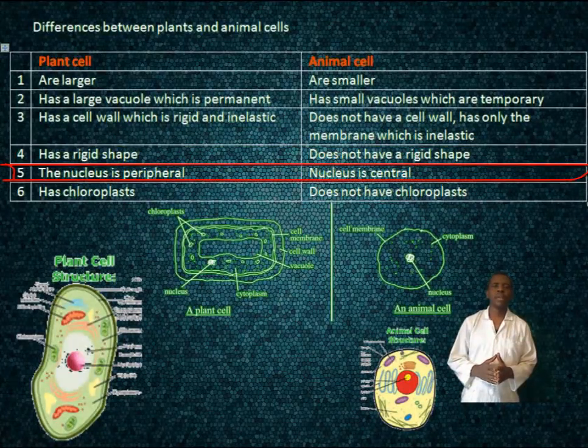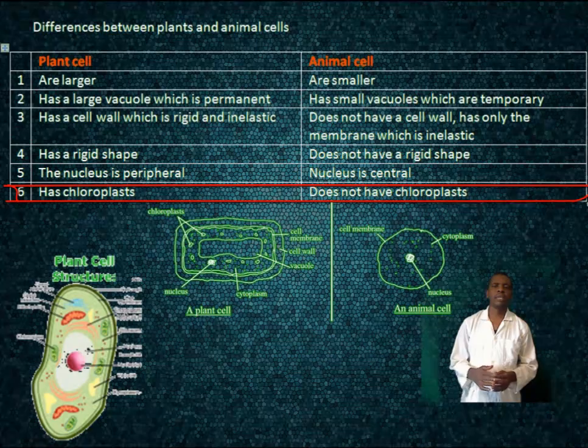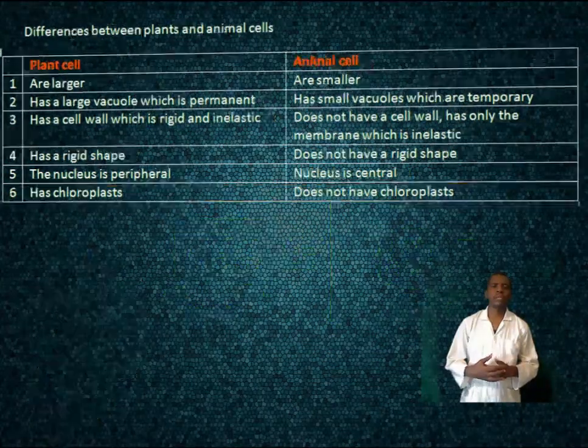The nucleus of the plant cell is peripheral, that is by the side, while the nucleus of the animal cell is in the middle, that is central. The plant cell has chloroplast, while the animal cell does not have chloroplast.